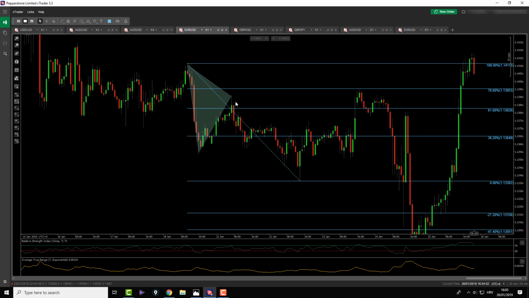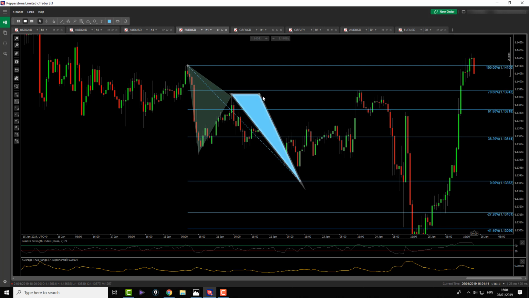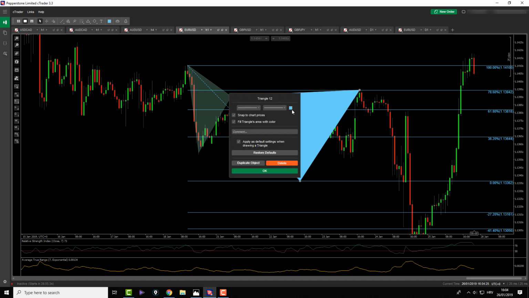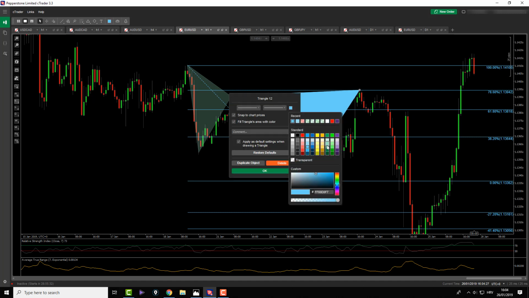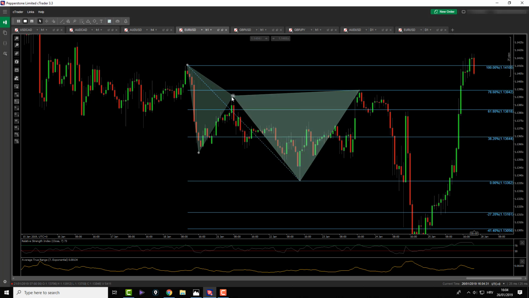The 78.6 retracement from X to C. Okay, so we have this one here, 78.6 from X to C, which is this right there. You can see it came here. But you can see here how the real life example of a pattern is, it almost came below the level of the B point, which it shouldn't.